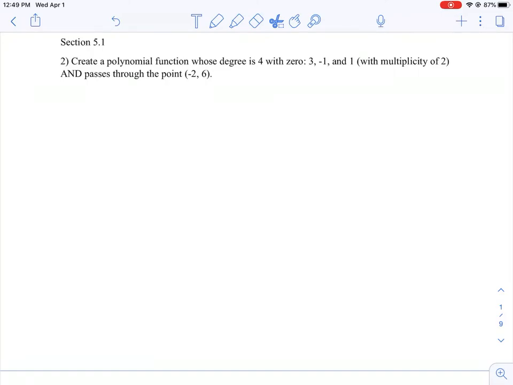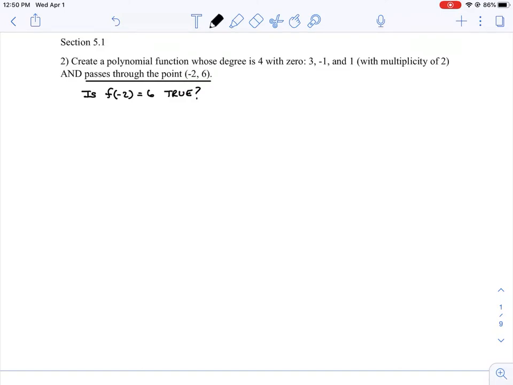Alright class, in this video I'll be doing example 2 from section 5.1. It says create a polynomial function whose degree is 4 with zeros 3, -1, and 1 with a multiplicity of 2 and passes through the point -2, 6. So this last section right here, this passes through the point -2, 6 means is f of -2 equal to 6 true.